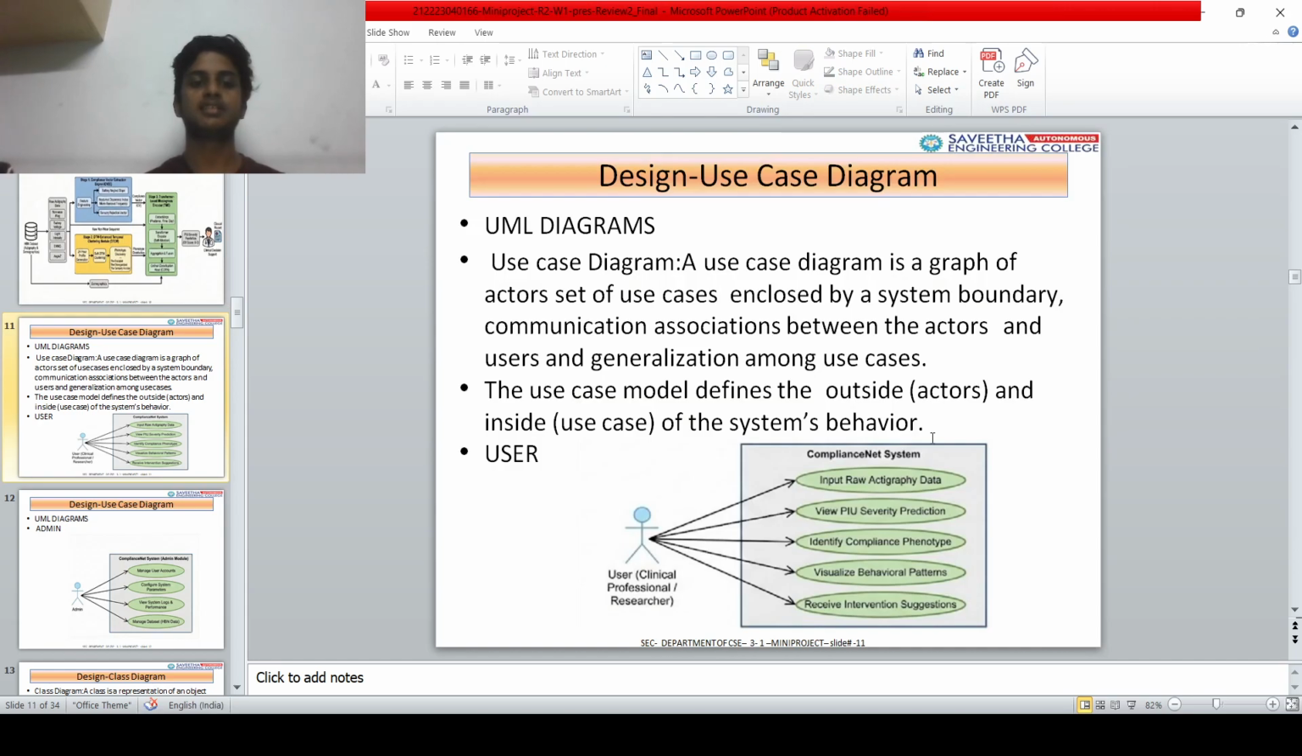Next is a use case diagram which represents the user interaction. Here the user uploads the actigraphy data to the system and the system processes the data automatically. PIU severity and behavioral phenotypes are generated here.